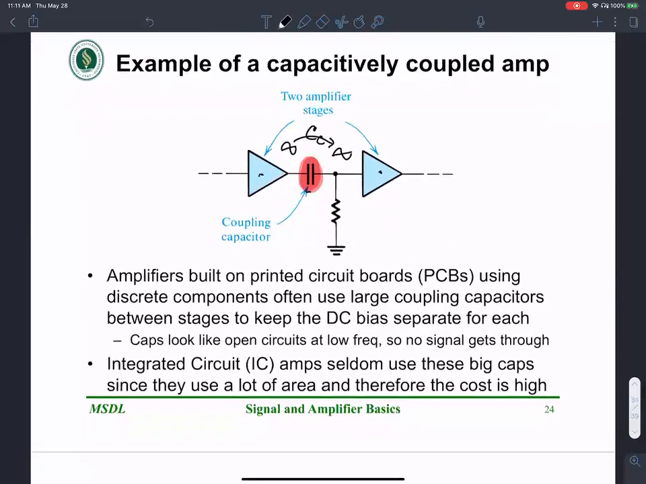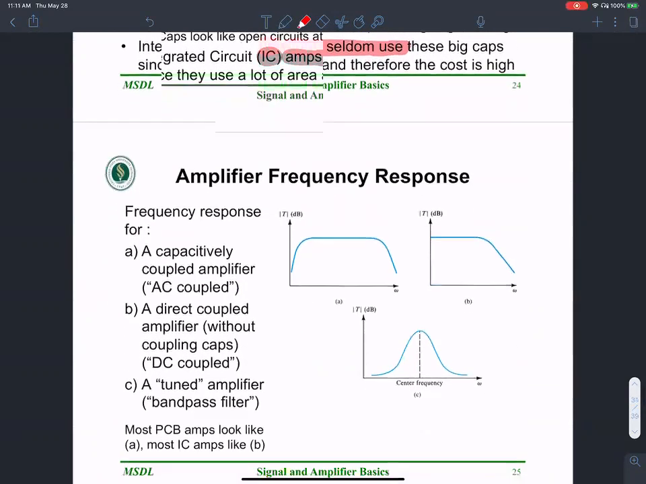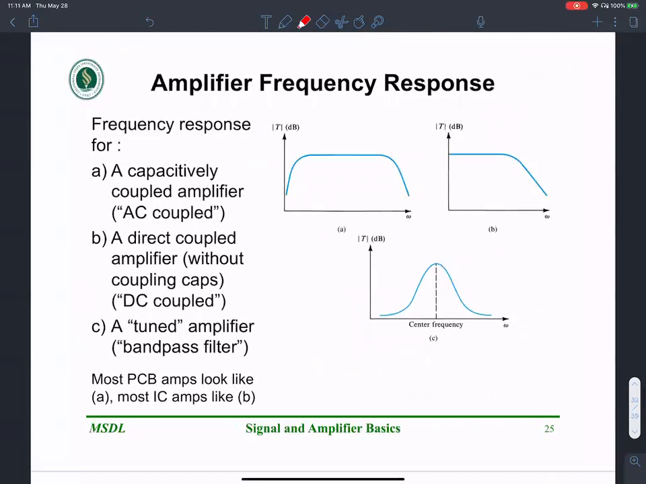Amplifiers that are built on PCBs, printed circuit boards, typically use discrete components and coupling capacitances. Integrated circuits typically do not use these coupling capacitances because they are extremely large in size and consume a lot of silicon real estate, which is a bad thing. So we avoid, to the extent possible, coupling capacitances in integrated circuits.